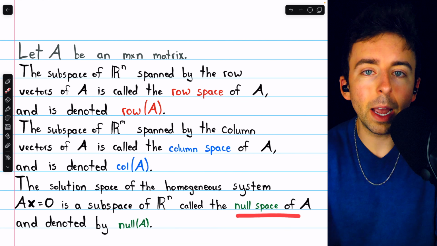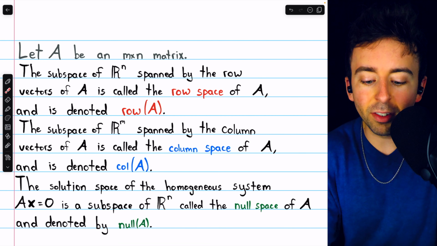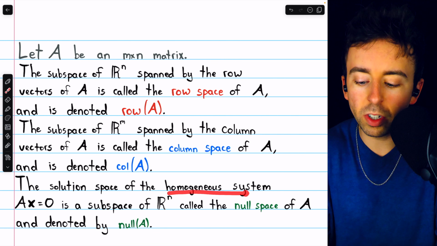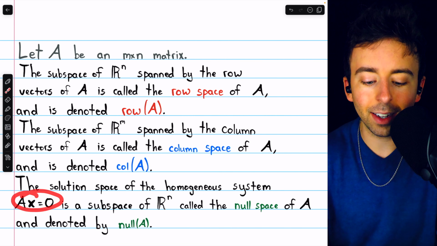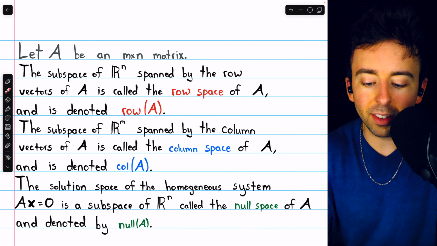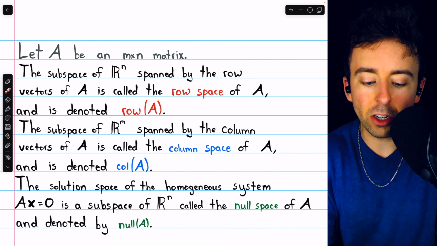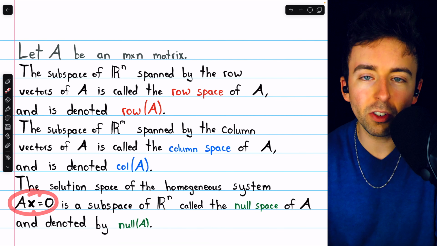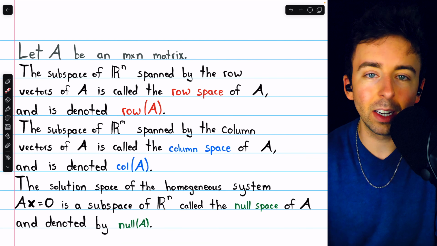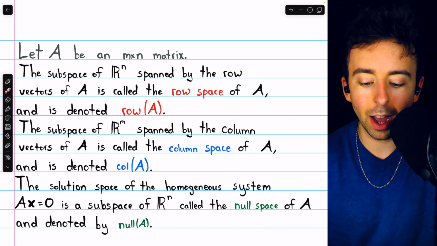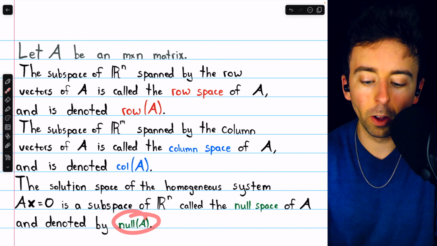And then the null space of the matrix A is the solution space of the homogeneous linear system Ax equals 0. And this is a subspace of Rn. Each vector x satisfying this equation has to have n components in order for the multiplication to be defined. And it's denoted like that, null of A.